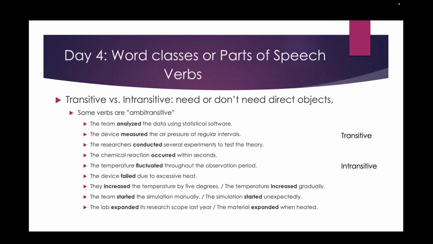Expand is another verb that can be used in both ways. For example, the lab expanded its research. So its research is the direct object. And the other way, in an intransitive manner, would be the material expanded when heated. And these verbs, just for you to know, are called ambitransitive. So this means that they can be used in both a transitive and intransitive way.